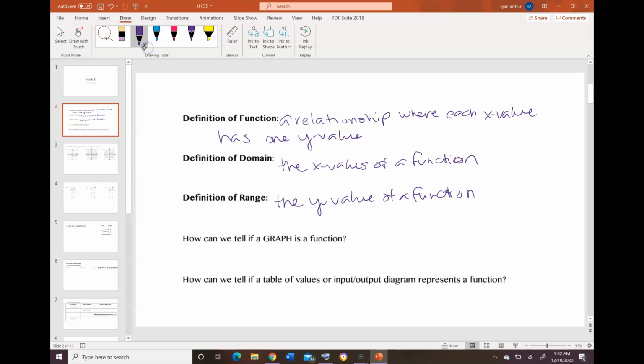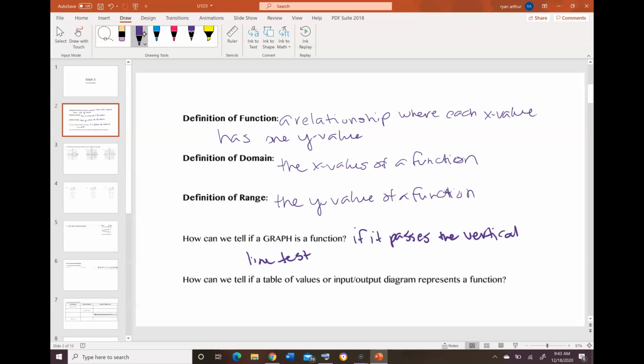Let me thicken this pen a little bit. There we go. So how can we tell if the graph is a function? By looking at the graph, you can either see if each x value only has one y value, or you can do what we call the vertical line test. A graph is a function if it passes the vertical line test. You draw a vertical line and it can only hit the graph once.